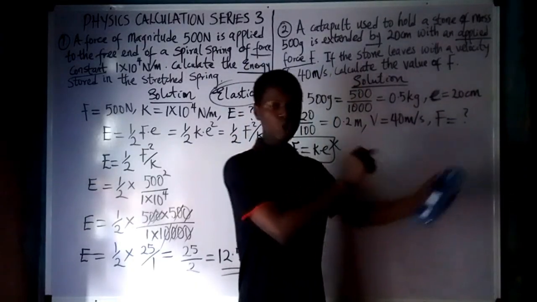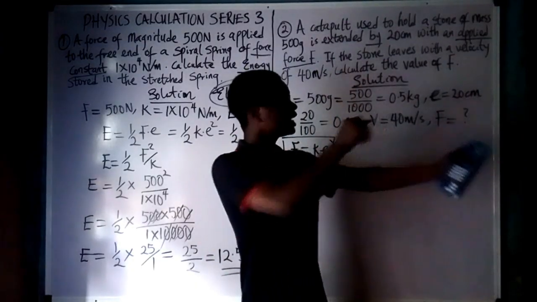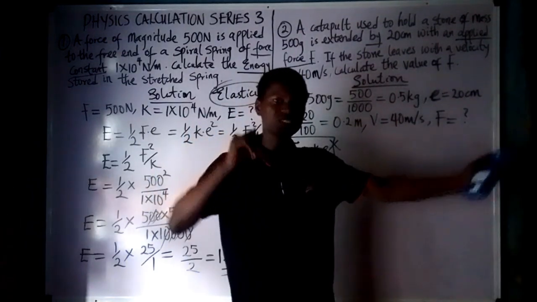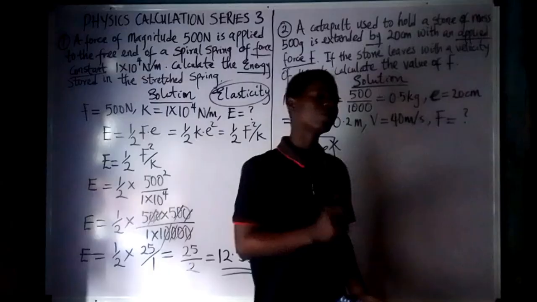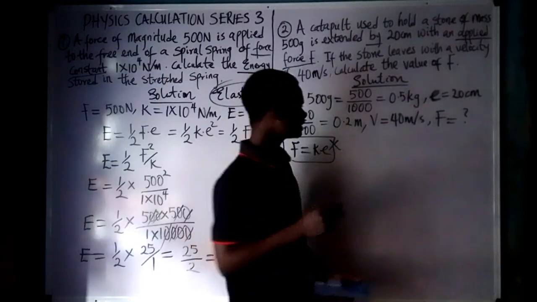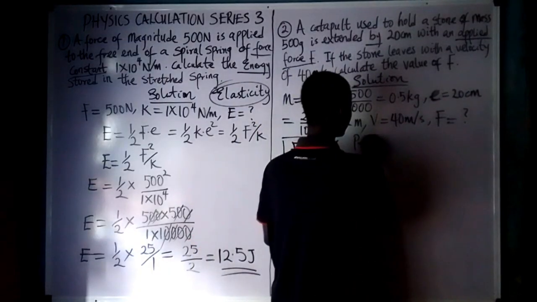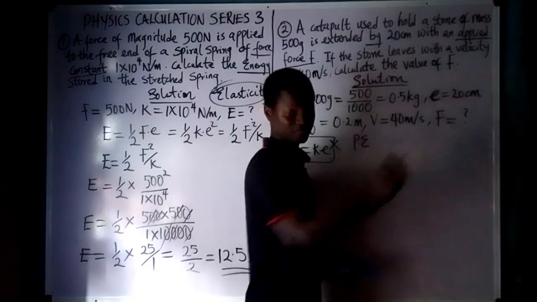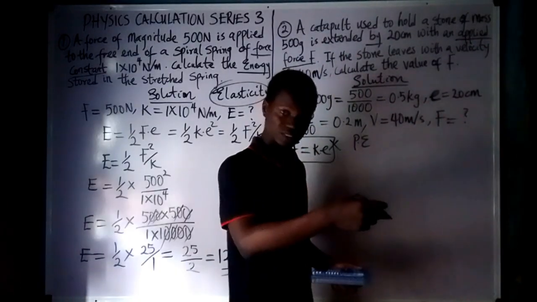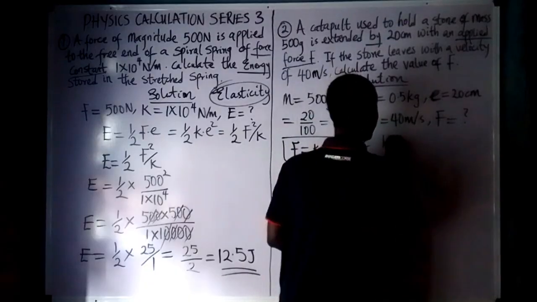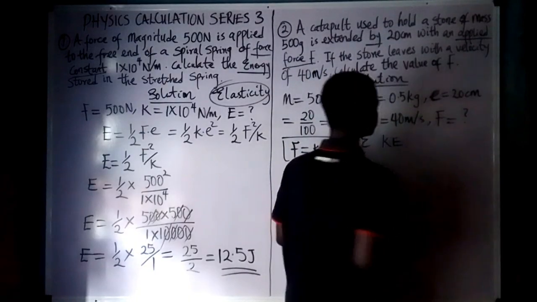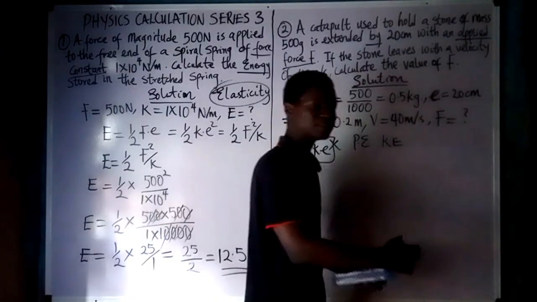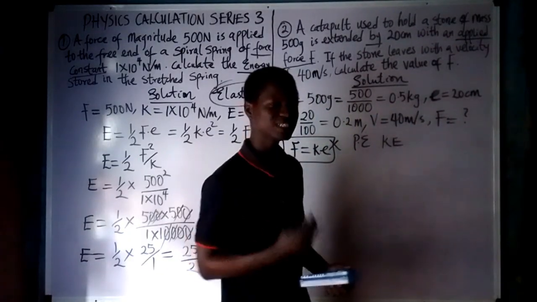Now, ask yourself, observe something. The stone was put in a catapult and it was stretched. At that moment the stone is in the stretched position, what form of energy do you think it has? The answer is potential energy. The moment the stone was released, what form of energy is it now moving with? The answer is kinetic energy. So there is a conversion in energy from potential energy into kinetic energy.